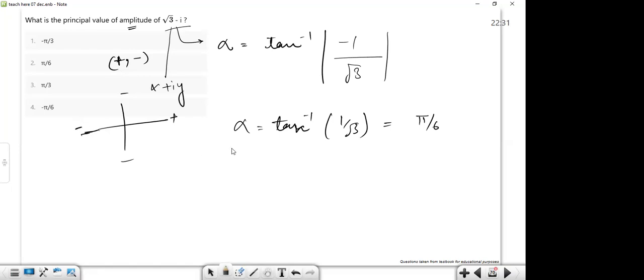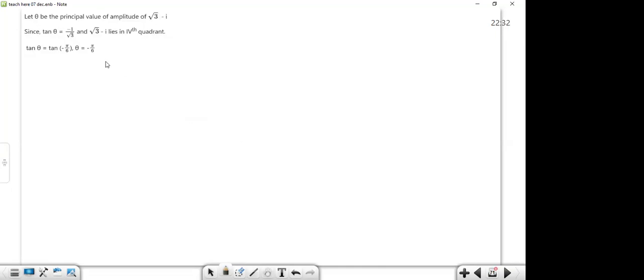Plus, plus; minus, minus. In which quadrant? Fourth quadrant, sir. Yeah, fourth quadrant. So theta is equal to minus alpha here. Alpha is pi by 6, so the answer should be this. Clear? As easy as this. So let's move on. This is the answer.